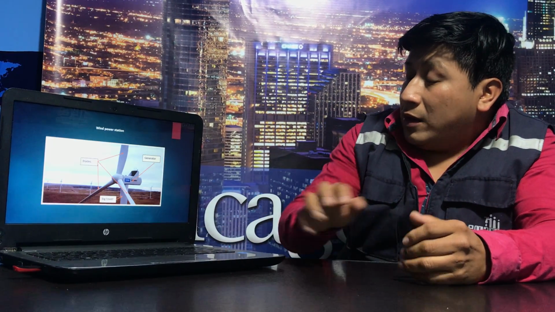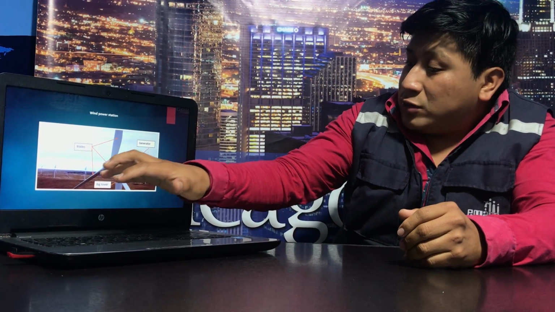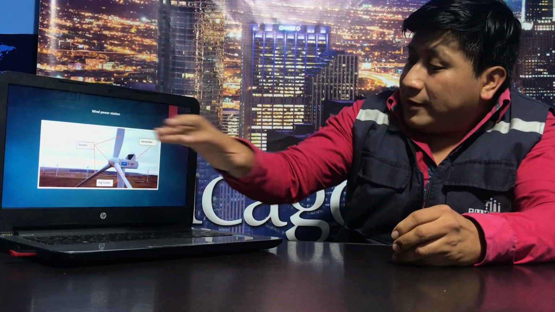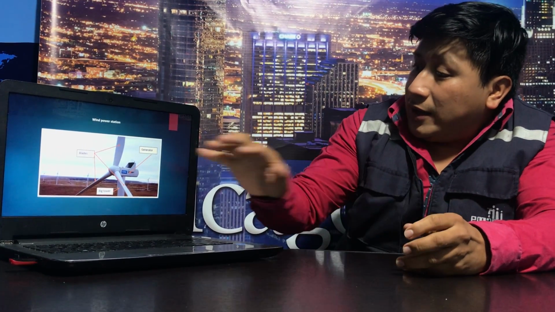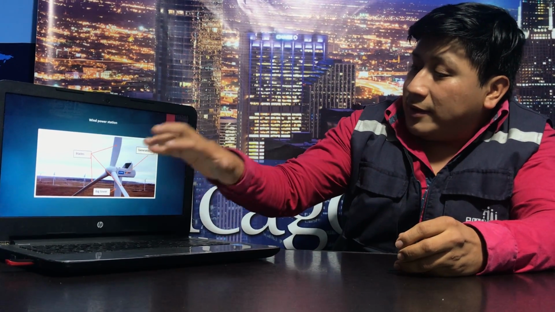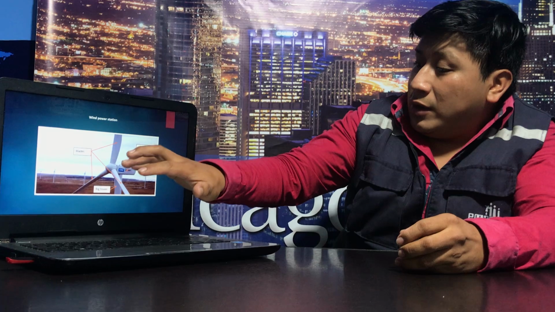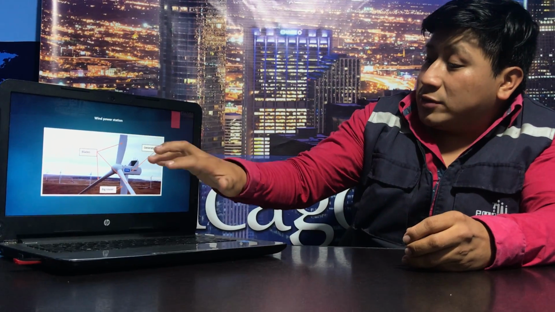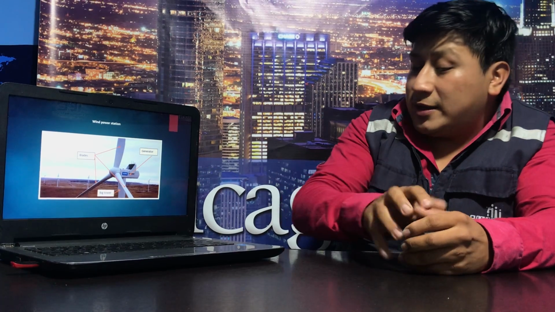Other way to generate electricity is the wind power station. The wind power station generates electricity from the wind energy. This plant consists of a big tower, that is a big structure, three blades, and a generator. The process to generate electricity in these plants is the wind energy turns the blades. The blades are connected by a shaft to the generator. The generator turns and generates electricity.